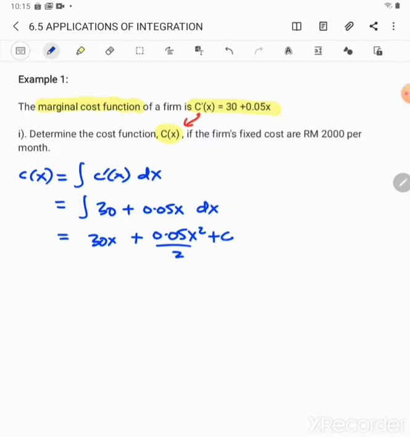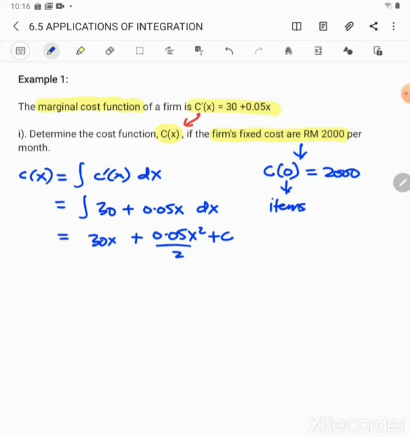So now the next info we have here, the firm's fixed costs are RM 2000 per month. So we know that from this, C(0) equal to 2000. Why? Because when we talk about fixed costs, even if the company doesn't produce any items, meaning the items now is 0, the company still has to pay the fixed cost. For example, the fixed costs are rent and the salary of the employees.